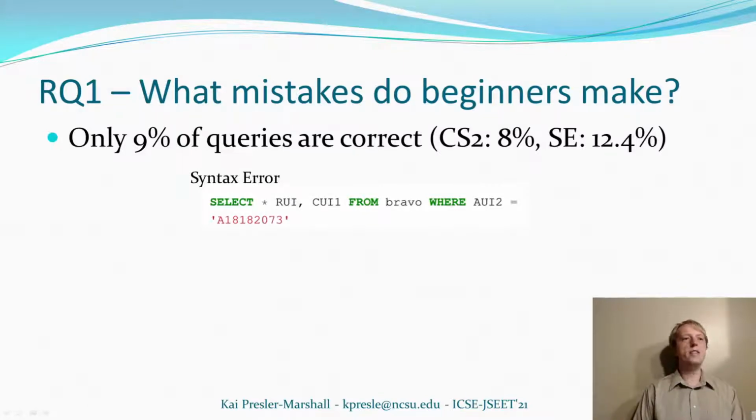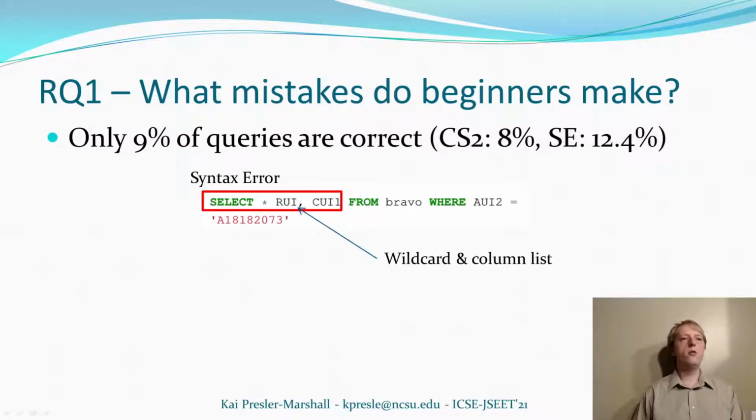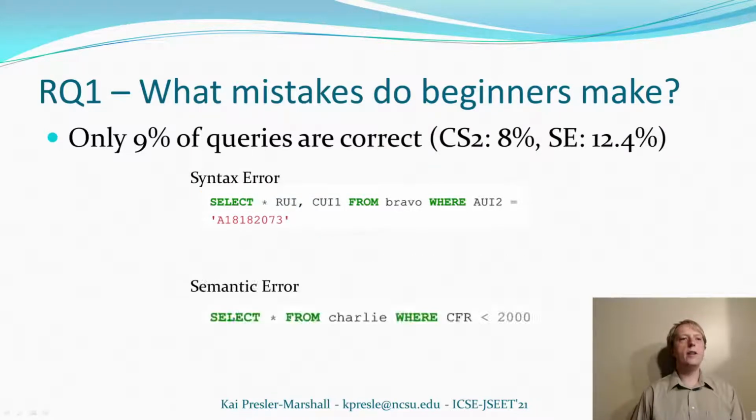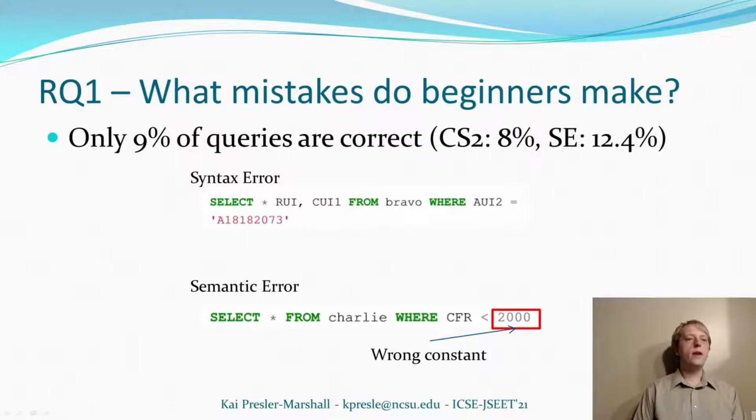So first we have an example of a query with a syntax error, where a student wrote a query that includes both a wildcard star and a column list. Next, a query with a semantic error. And the mistake with this one is a little bit harder to see, but the student wrote a query that contains the wrong constant here, thus resulting in the wrong set of rows being returned to the user.